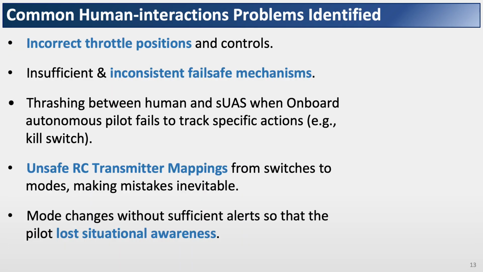From the results of our experiments, we were able to identify many common human interaction problems for our drone system. To help identify these types of vulnerabilities, we conducted a systematic inductive analysis of our L2 test results. Some of the more common human interaction problems identified are listed here, which include incorrect throttle positions and controls, insufficient and inconsistent failsafe mechanisms, thrashing, unsafe RC transmitter mappings, and lastly, insufficient alerts.